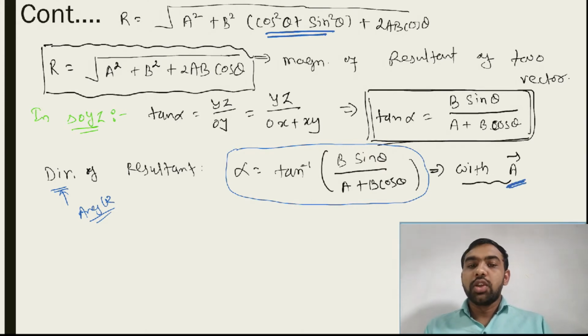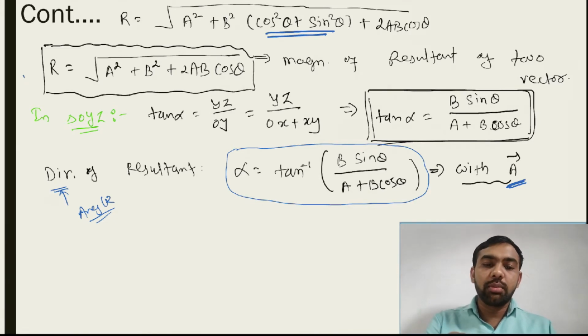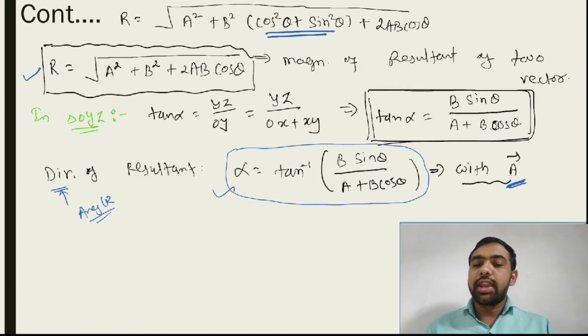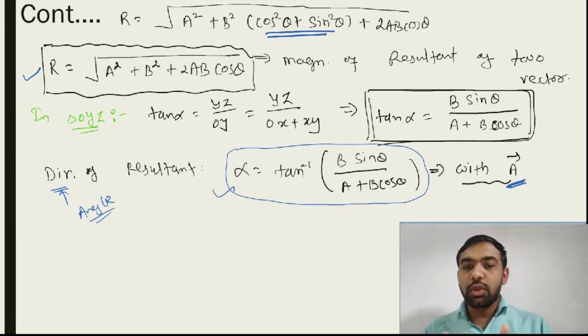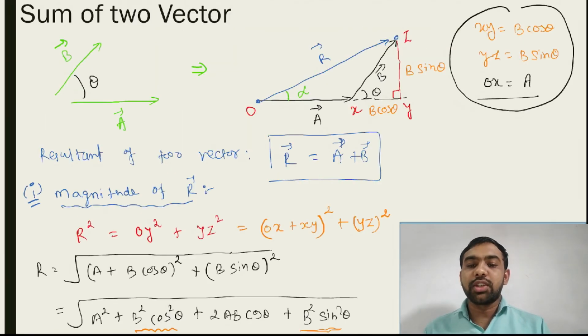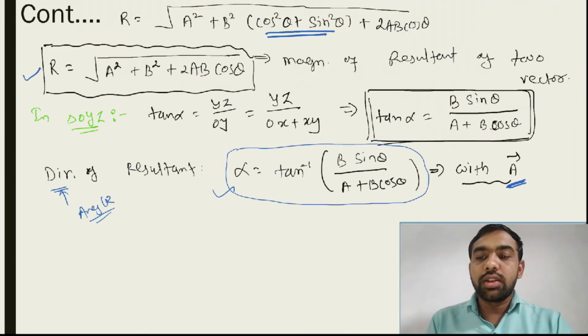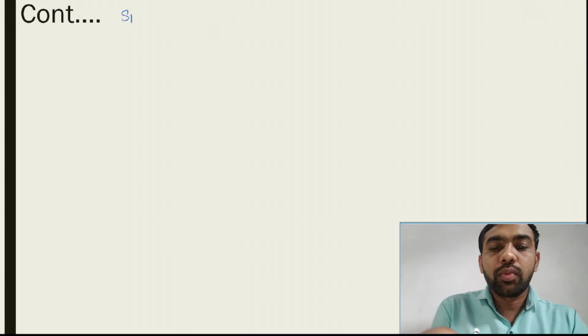So here we find the magnitude of resultant as well as the direction of resultant. Here we find both things. You must remember both of these equations, and they are very helpful for us. All of you note this full theory. Then afterwards we will discuss some special cases. So that is the sum of two vectors. Let's write the special cases.